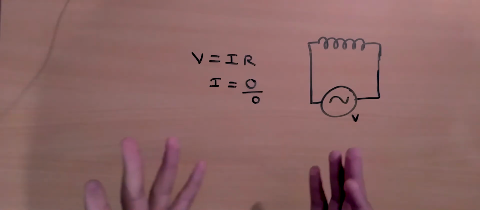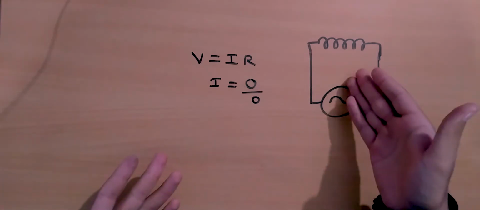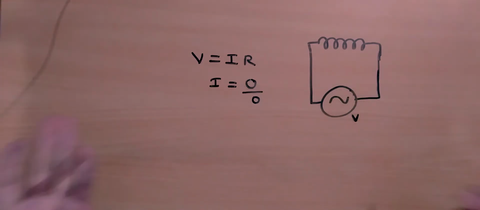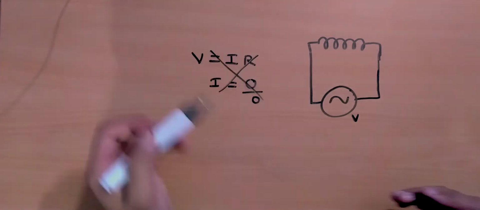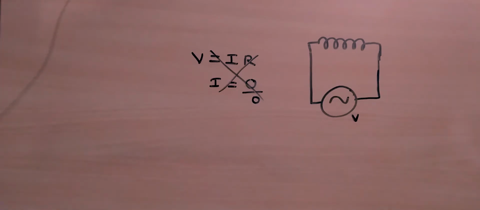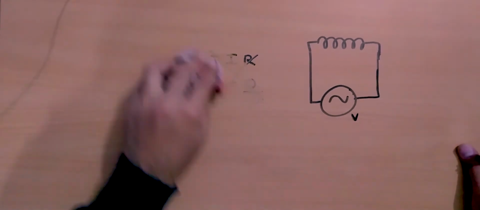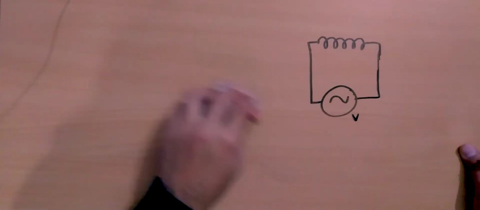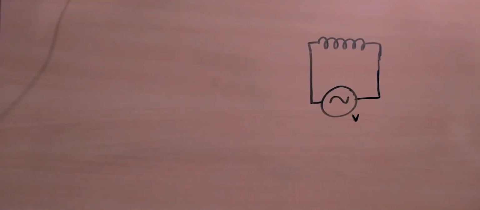And so this simply tells us that Ohm's law cannot be applied to such a situation, because it is not a resistive circuit, it is an inductive circuit. We cannot apply Ohm's law. So this is a wrong approach, and you need to stop using this approach.